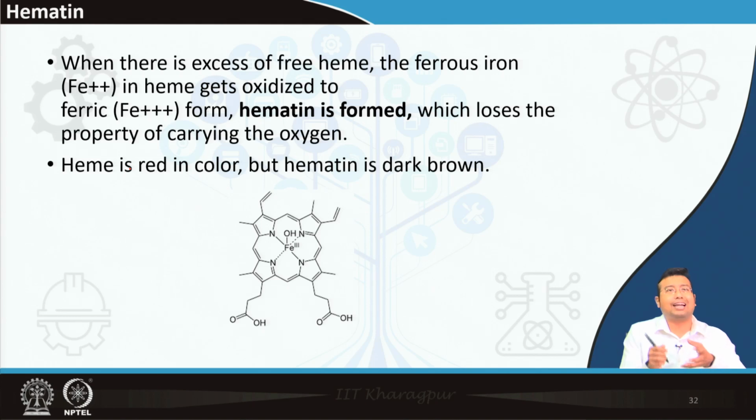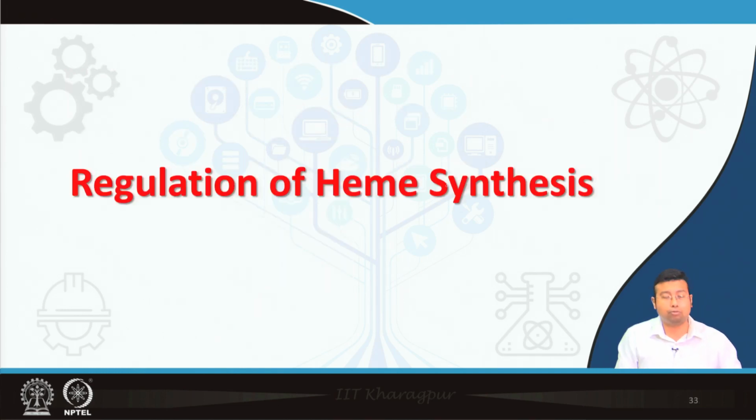We should know that this iron is generally in the ferrous form. If it is oxidized to the ferric form, it loses its capacity to carry oxygen, and it is known as hematine. Heme is red in color, but hematine is dark brown. Why do we need to know about hematine? Number 1, Hans Fischer discovered it. Number 2, hematine plays a role in regulation of heme synthesis. So, we shall finally discuss regulation of heme synthesis.